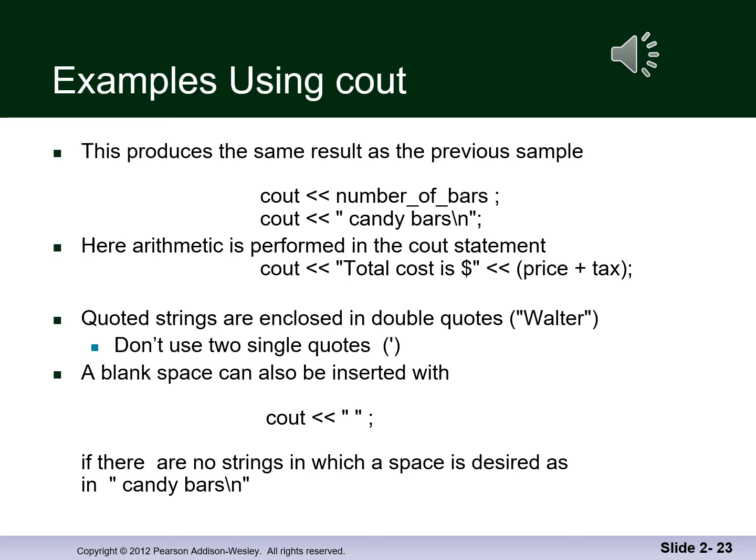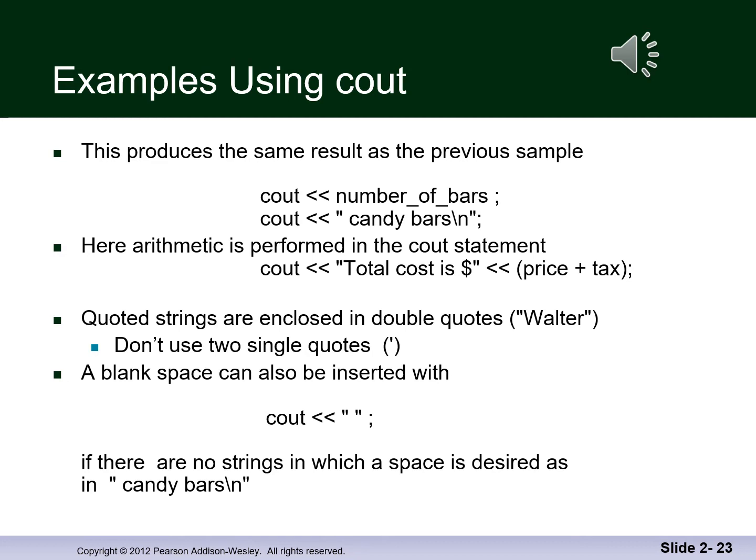Here's arithmetic performed in the cout statement. Cout, insertion operator, quote, total cost is $. Notice no space. Then insertion operator, the variable price plus tax. So let's say price is $10 and tax is 7 cents, that will come out to 10.07. And this will output total cost is space, $, no space, 10.07.